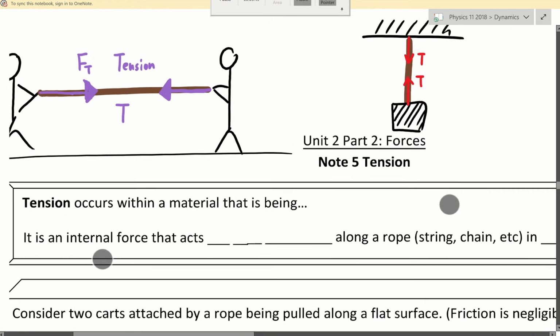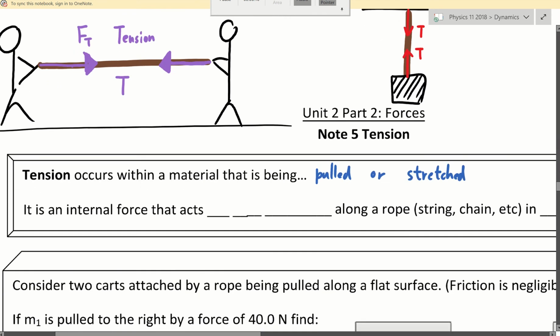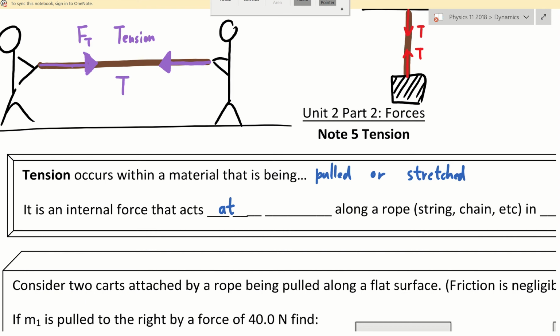Now, tension. Okay, so that's the write down. Tension occurs within a material when the material is being pulled or stretched. Okay, when a material is being pulled or stretched, then you have tension. Now, tension is an internal force. An ionic bond or covalent bond is the molecular bonding force that acts like a spring that tries to maintain the structure of the object. And when you disturb it, it tries to go back into the structure. That's why it gives you tension.